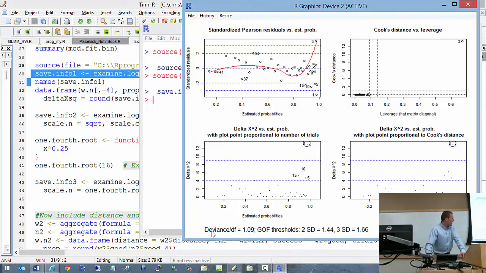And notice at the very bottom of my screen here, I have my deviance divided by degrees of freedom statistic, 1.09. Remember, the closer to 1, the better for the model. We look at, well, is this statistic more than 2 standard deviations from 1? Or is it maybe even more than 3 standard deviations from 1? If it is, that indicates problems overall with the model. Here we see, yeah, it looks okay. So what we see from these plots then is that, hey, observation 3, we have some concerns about it.